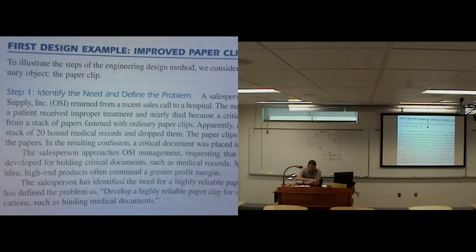So the management of the company put together this statement that says we want to develop a highly reliable paperclip for use in high-end applications such as binding medical documents. That's a pretty broad statement of a problem. Identifying the problem doesn't necessarily need to be specific. It sometimes needs to be a very broad thing. We'll get down to the details later when we get the engineers together and we start brainstorming and other things.